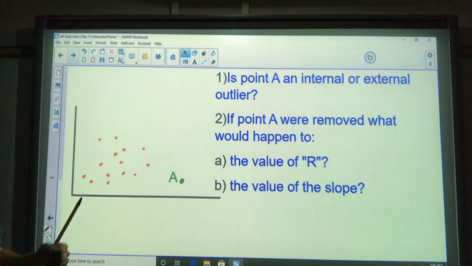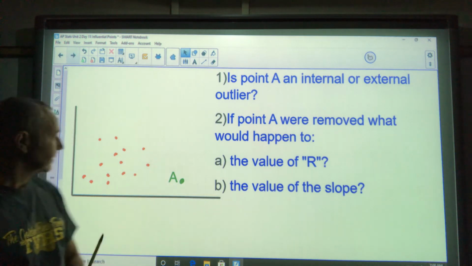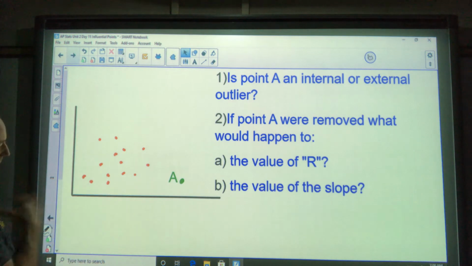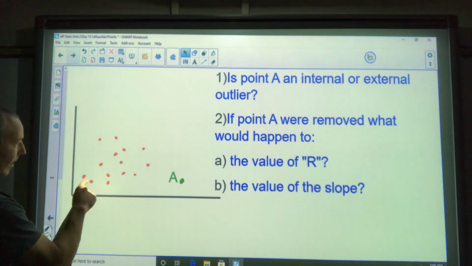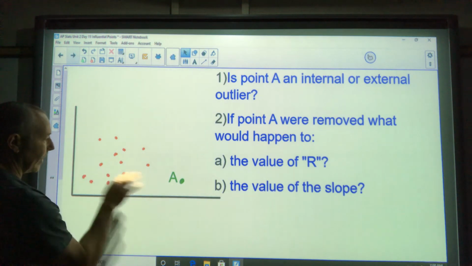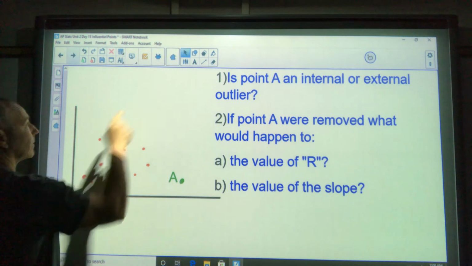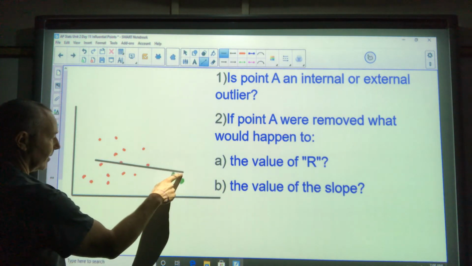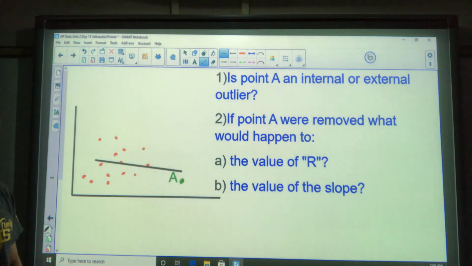Number 3. Okay, point A again is an external outlier. In this case, watch, this is a very different one. This one's hard to tell where to put that line. I think it would either go like this or it could head down. Now with A there, I can put that line on there. With A, it's going to come down here somewhere. That A is going to draw it down there, that point, okay?